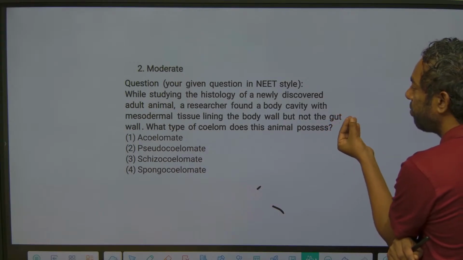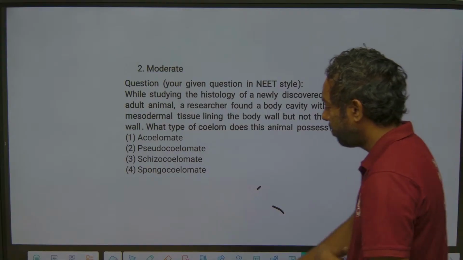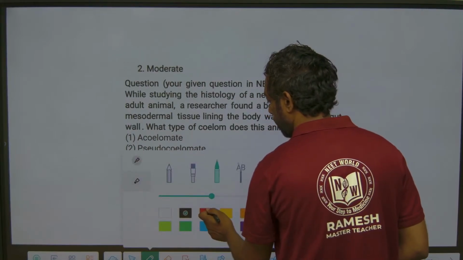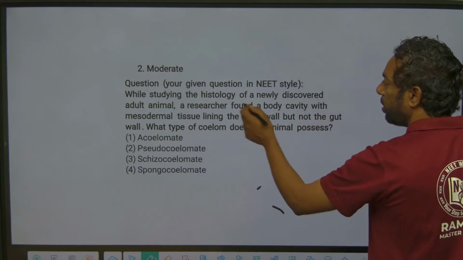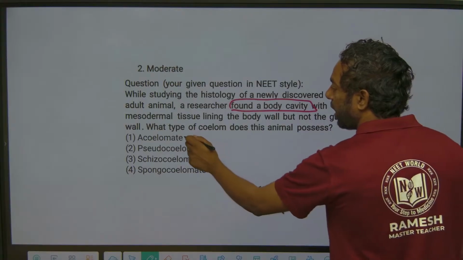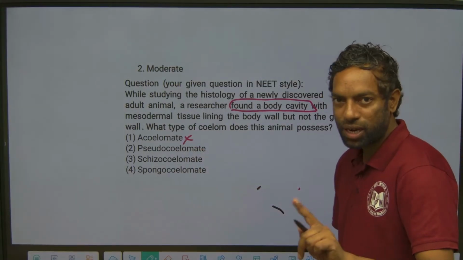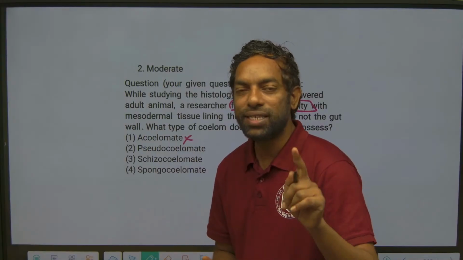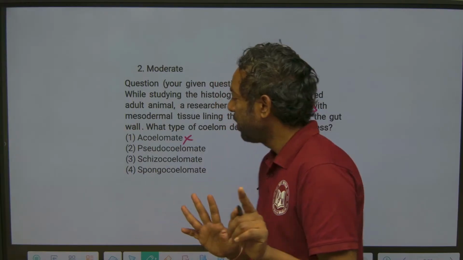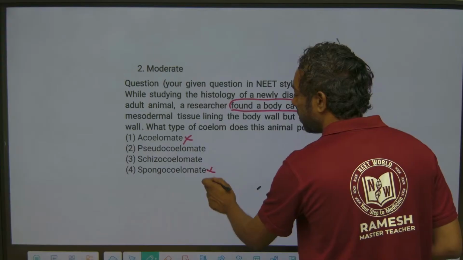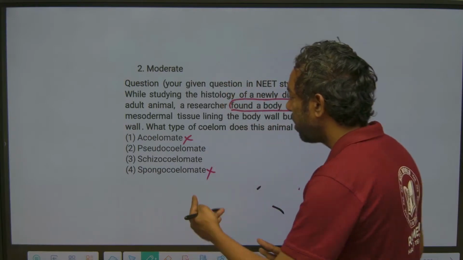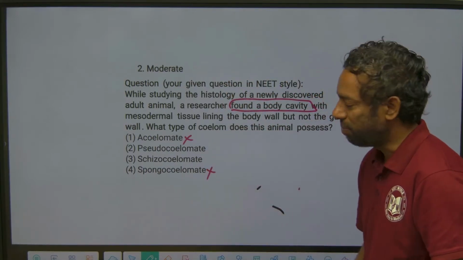While studying the histology of a newly discovered animal, the researchers found, just use pure common sense here, a body cavity. Body cavity means not acoelomate. Acoelomate means there is no coelom. Spongocoelomate is also not, the sponges do not have coelom. So it is either pseudocoelomate or schizocoelomate.